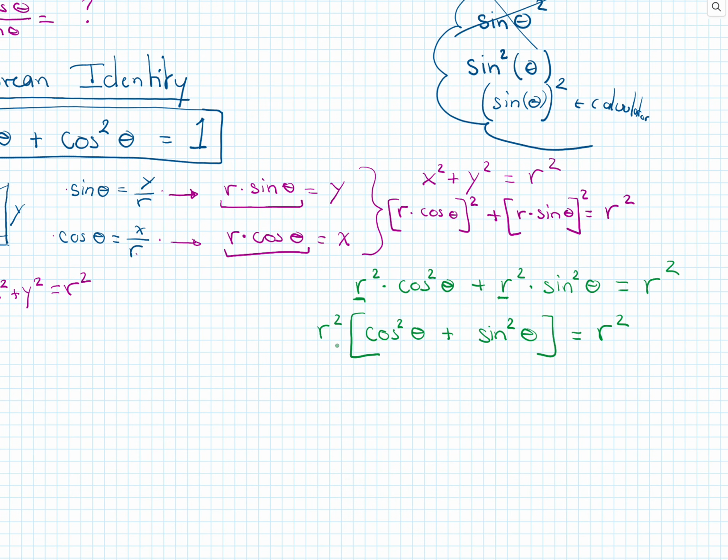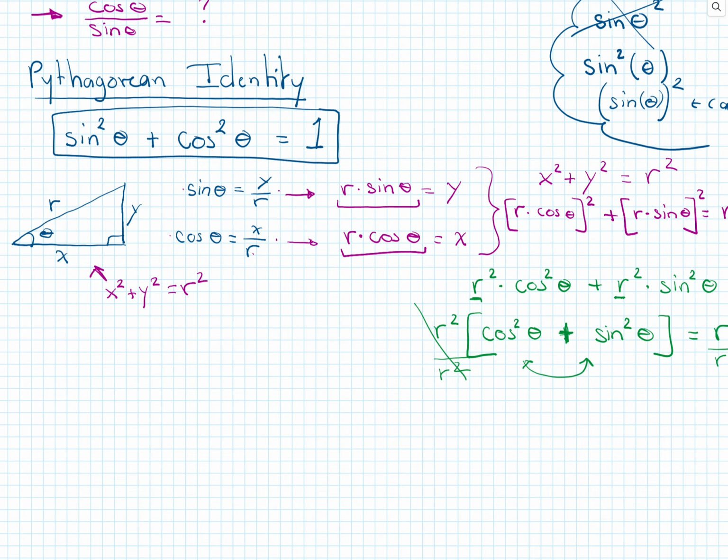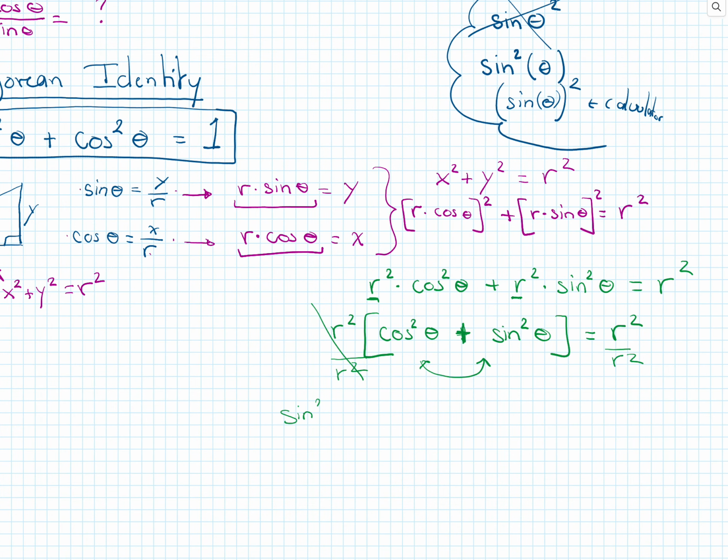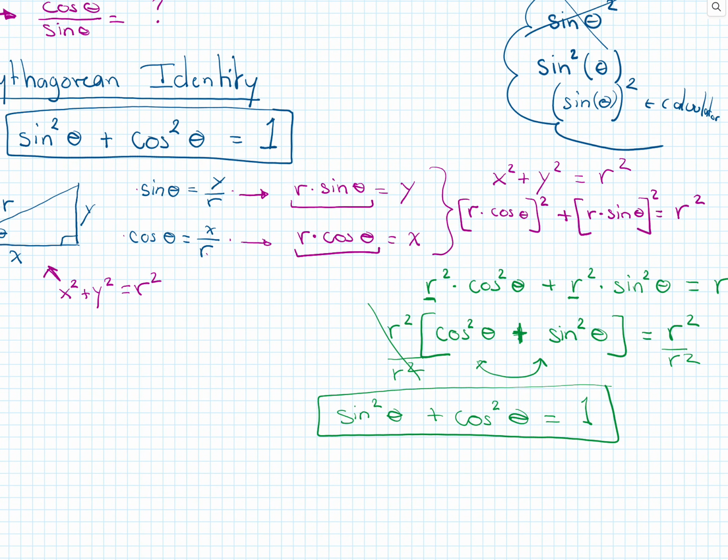And now all we have to do is divide both sides by r squared. And this is a plus here, right? So addition is commutative, so we can rewrite that so it really looks like my identity right here, in the same order. So rewriting that gives me sine squared theta plus cosine squared theta, and r squared divided by r squared is 1. And this, ladies and gentlemen, is how we end up with that Pythagorean identity that we're going to use over and over again in trigonometry.